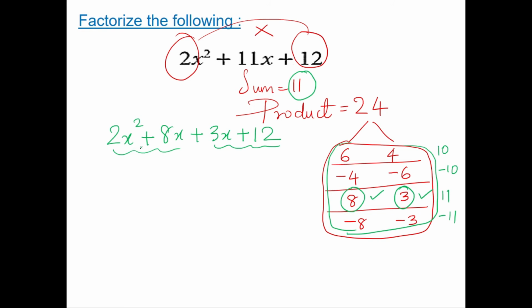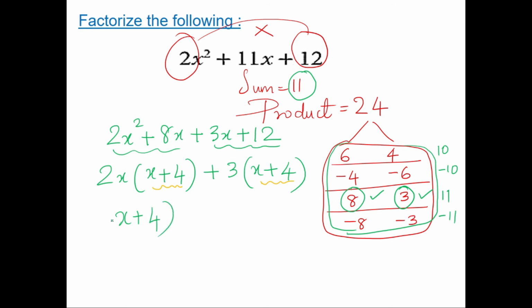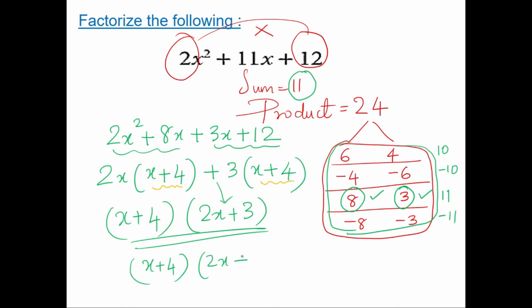I'll be looking for the common factor in the first two, which is 2x. I have 2x times x plus 4, plus 3 times x plus 4 here. And let me tell you that you always have the same terms coming inside the brackets here. So the common term x plus 4 is taken out, and within the bracket you have 2x plus 3. So this is your final answer: x plus 4 and 2x plus 3.